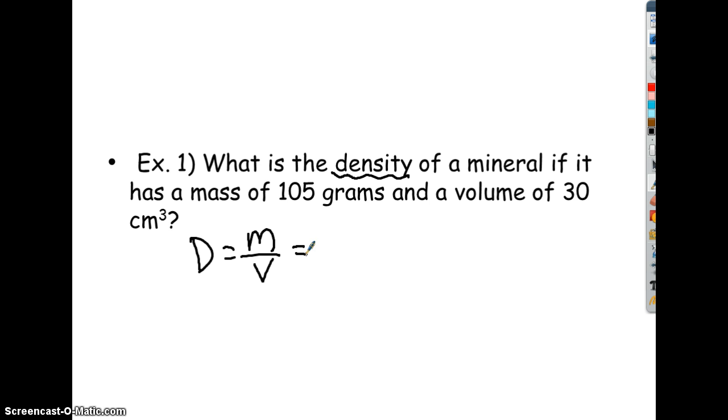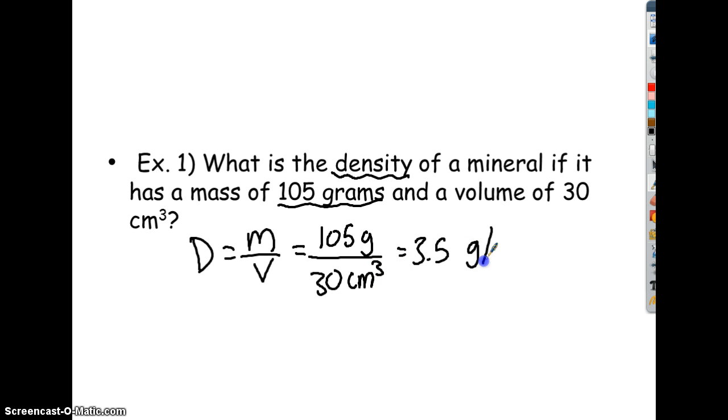So the mass is 105 grams, so that will go on top. And the volume is 30 centimeters cubed. You'll do what the problem states, which is to divide. So 105 divided by 30 is 3.5. The units for this, none of them cancel out, so we'll be left with grams per centimeters cubed.